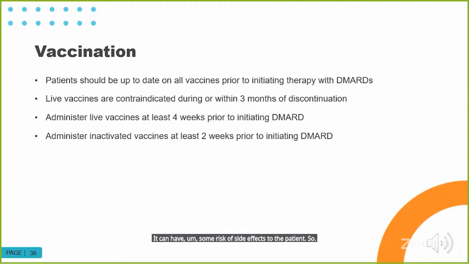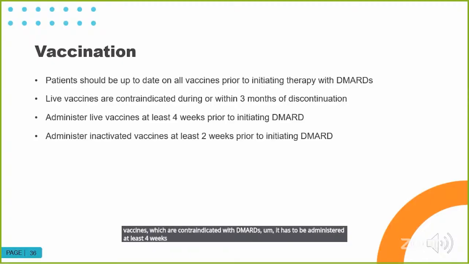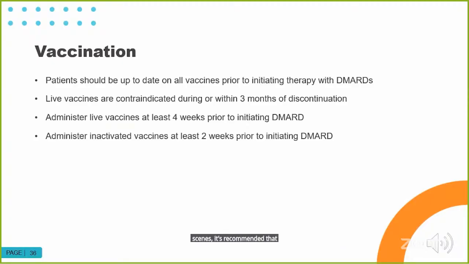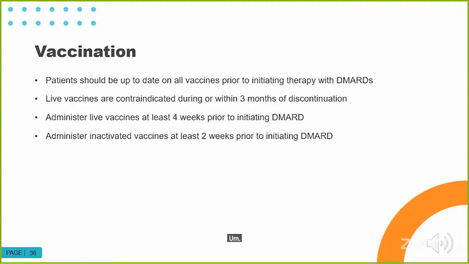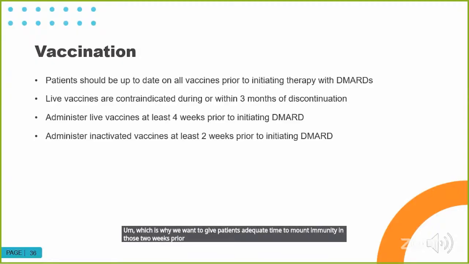So for live vaccines, which are contraindicated with DMARDs, they have to be administered at least 4 weeks prior to initiating a DMARD. And for inactivated vaccines, it's recommended that they are administered at least 2 weeks prior to initiating DMARDs. The reason for that is that administering vaccines when a patient is on a DMARD might diminish the therapeutic effect of the vaccine, which is why we want to give patients adequate time to mount immunity in those 2 weeks prior to initiating a DMARD.